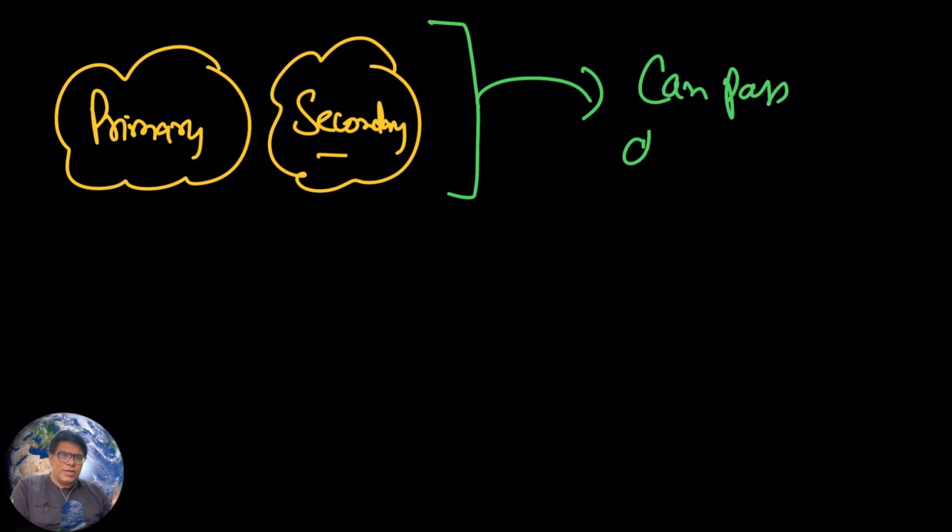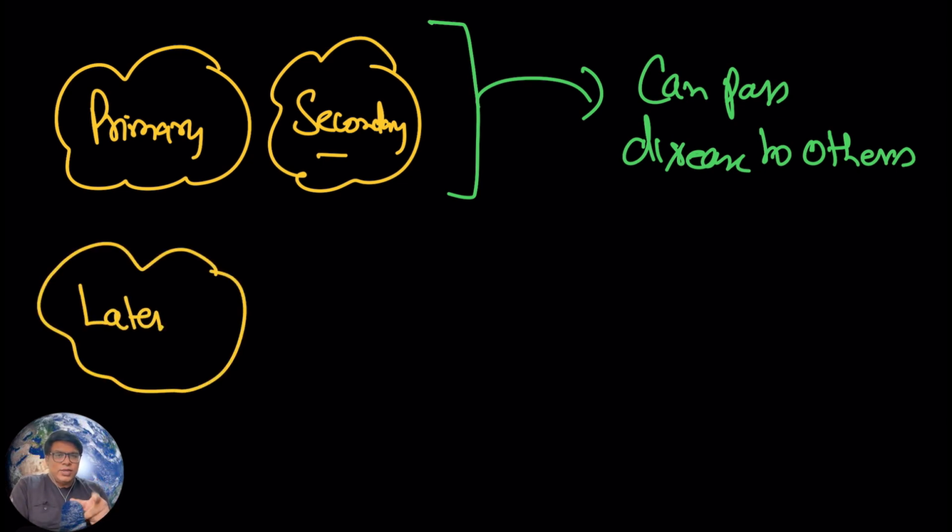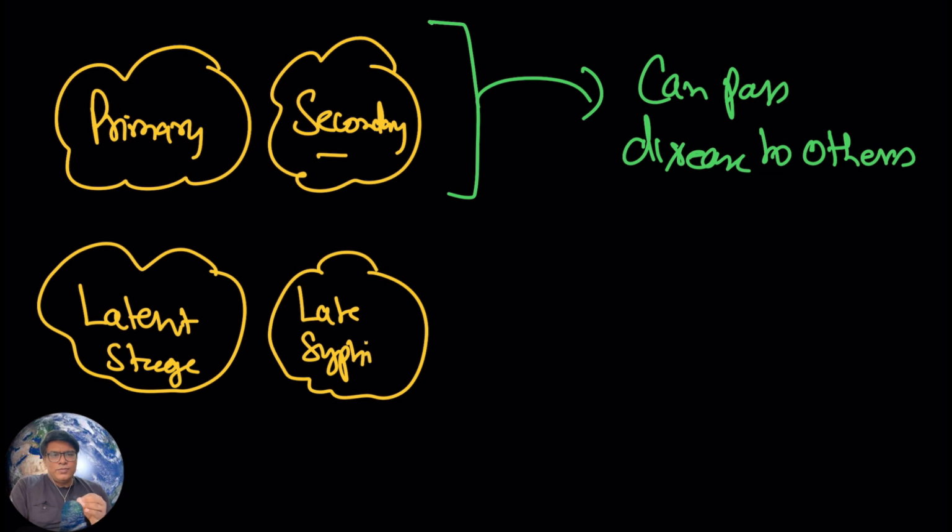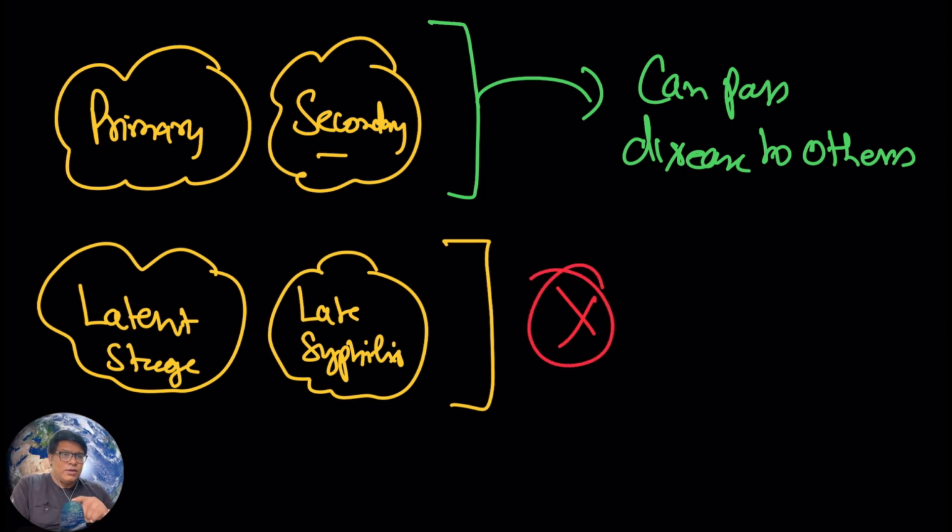So here I have told you that syphilis can be in different stages. In the primary stage and secondary stage, I have told you the individuals can pass the infection from one person to another person through sexual contact. Yes, here I also want to tell you, when there is the latent stage or late syphilis phase, in this phase the disease can't be passed from one person to another person.